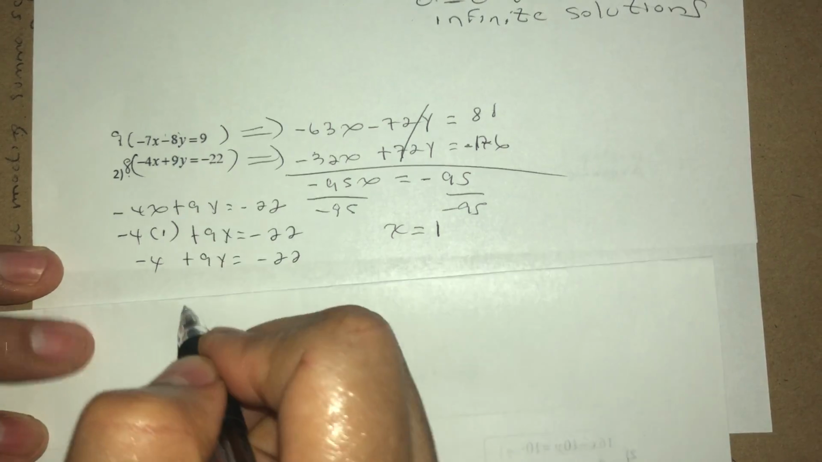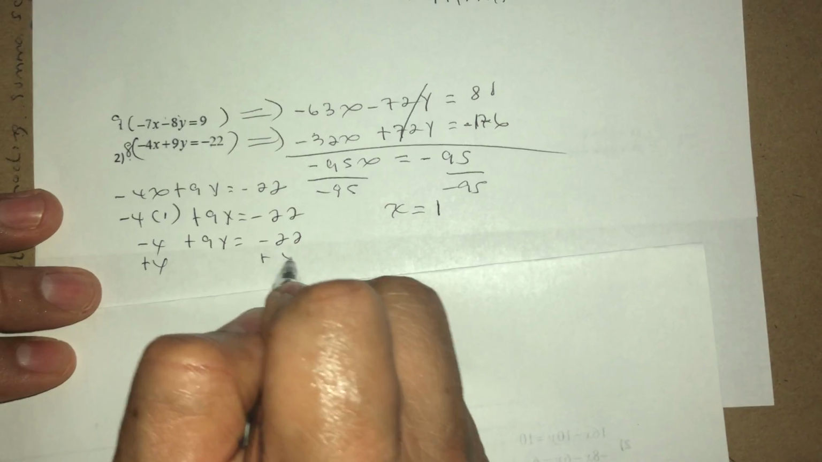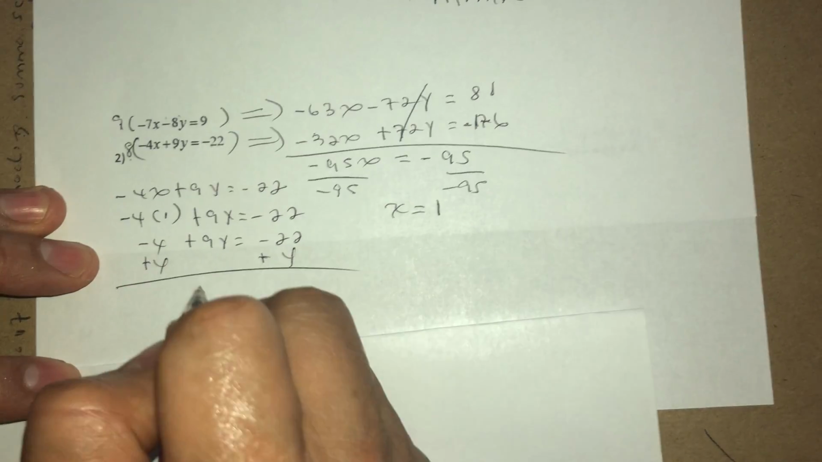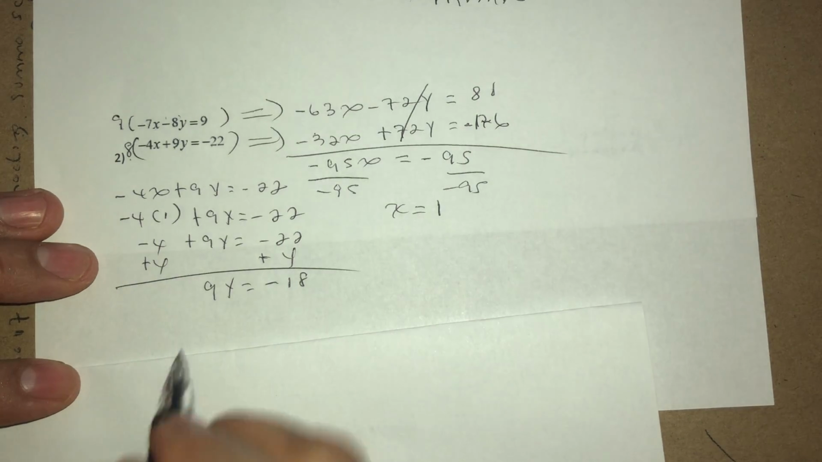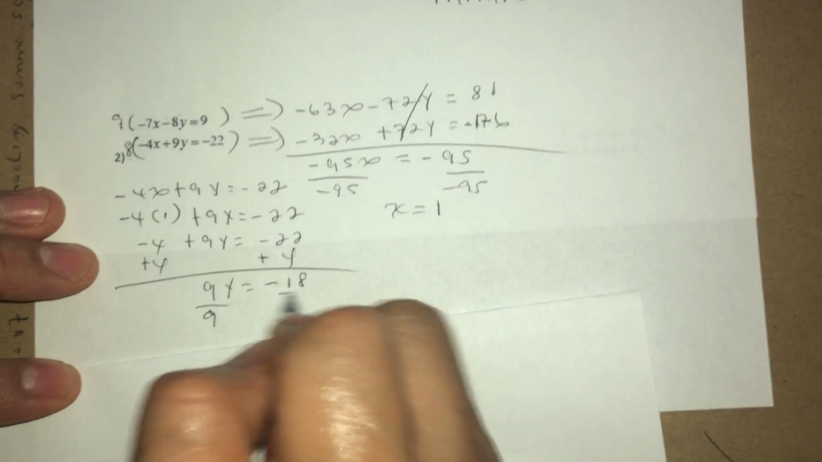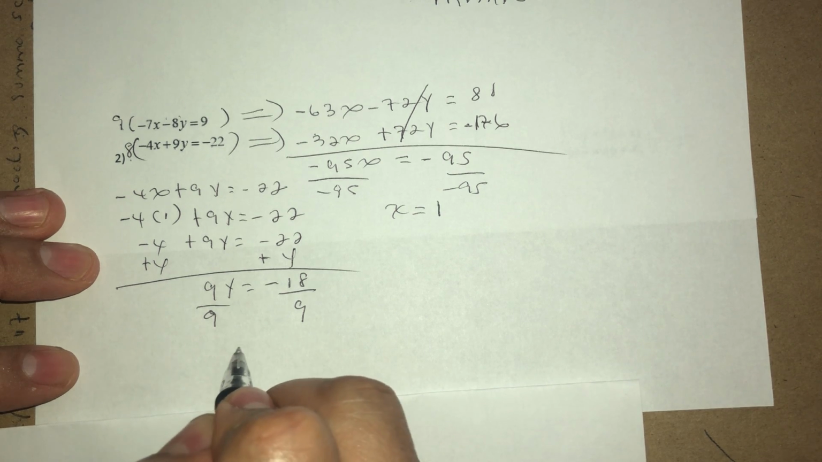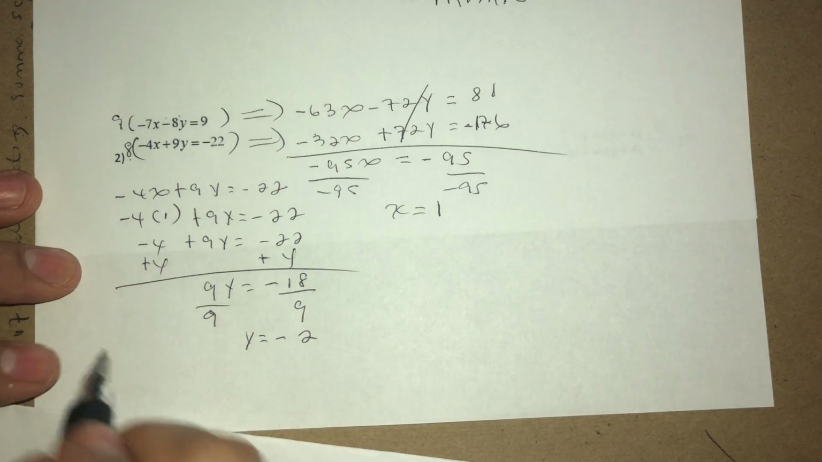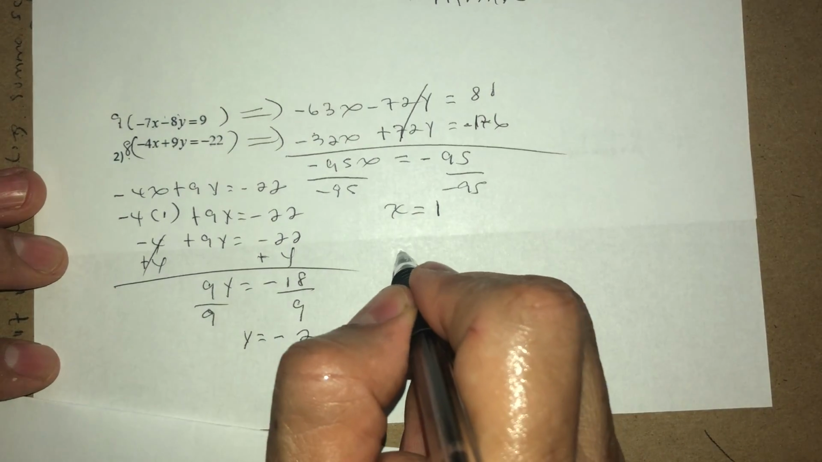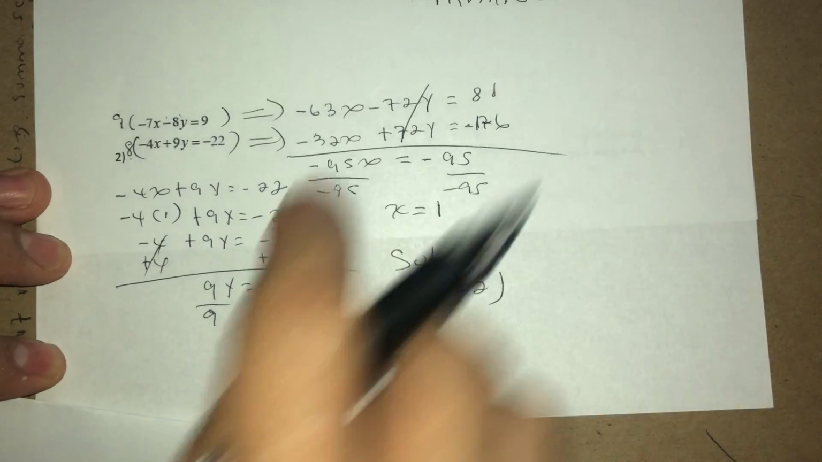You can see my hands, guys, sweating, all right? Plus 4, because it's hot today. That's 9y equals negative 18. If I divide by 9, y equals negative 2. So your solution should be 1 comma negative 2.